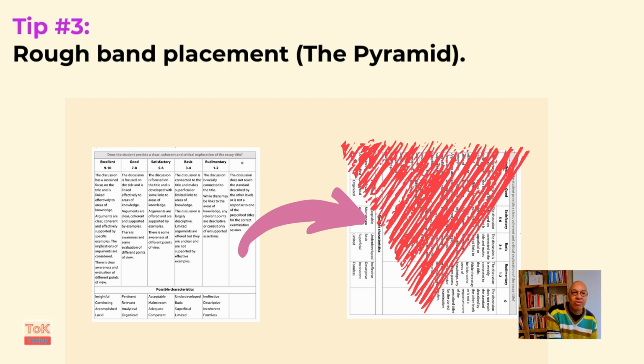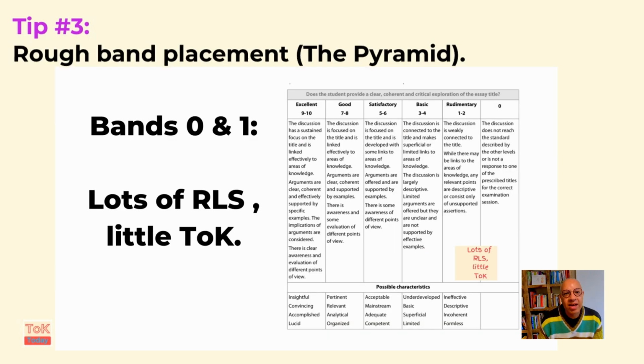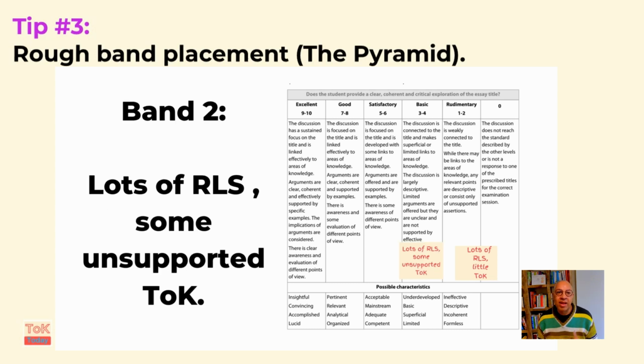So we start here in the bottom 2 bands, and essentially here we've got lots of RLS description and very, very little ToK. Typically there might be some sort of anecdotal stuff there and just lots of description of real life situations. In band number 2, we still have lots of RLS, maybe 50% RLS, 60% RLS, but we do also have some ToK here, and this is generally unsupported ToK.